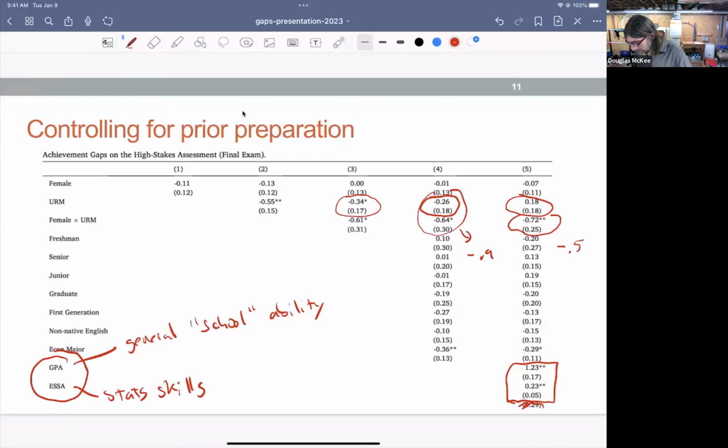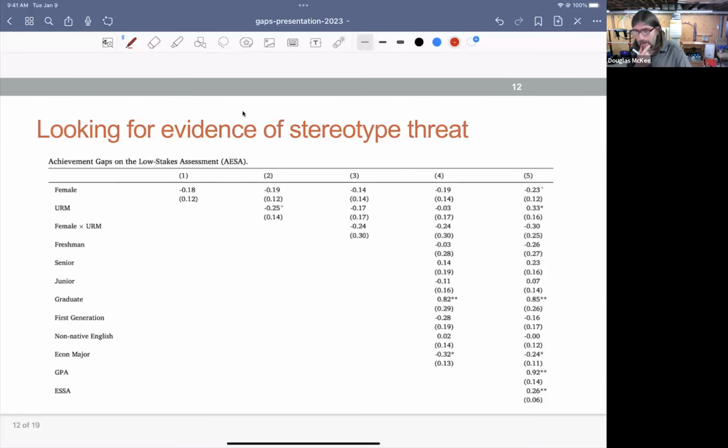So our next try is to look for evidence of stereotype threat. And what we're doing there is we're going to say, well, do we see these same gaps when we look at the low stakes assessments?